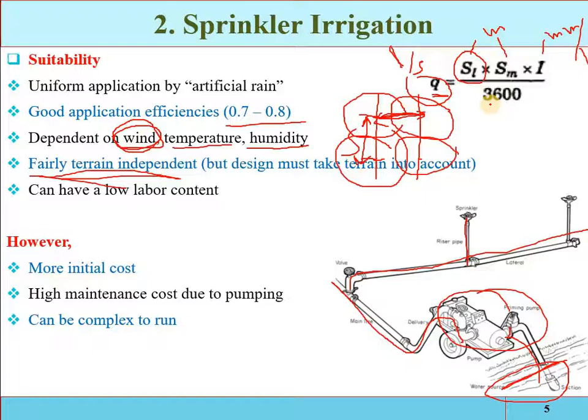So this is the design formula: if the spacing between the two sprinklers is increased, if the spacing between the laterals is increased, or if the intake rate, the application rate, is more, then more discharge will be required from an individual sprinkler.